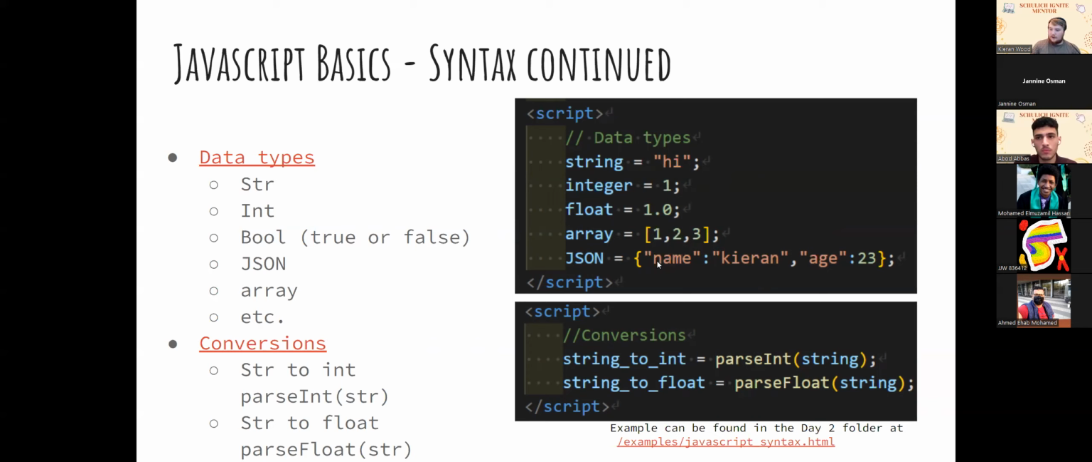So just keep that in mind when you're doing your curly braces, that sometimes it means JSON, sometimes it means a function, sometimes it means something is inside of a conditional. Just keep that in mind.